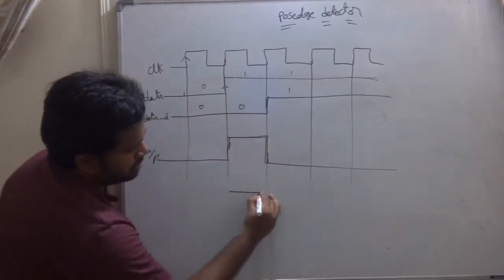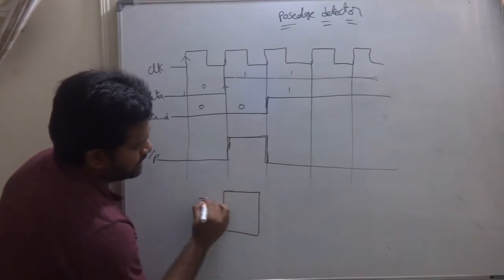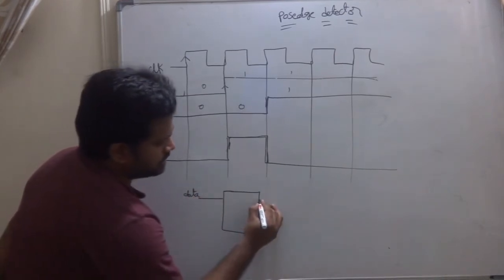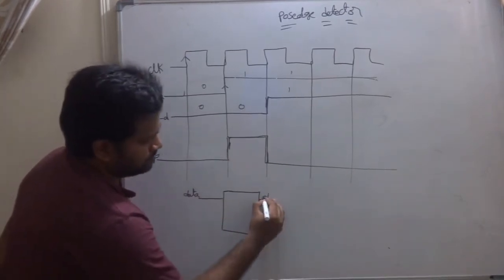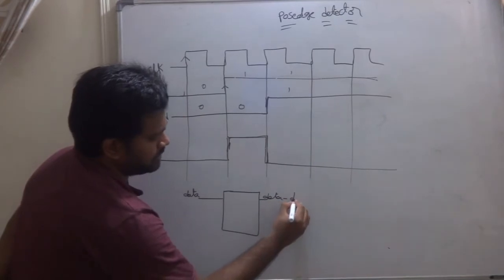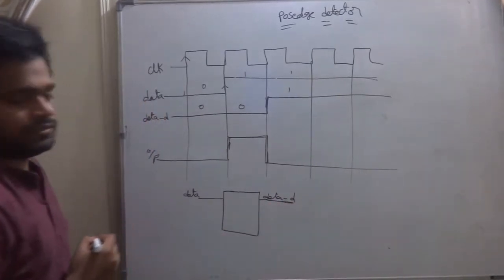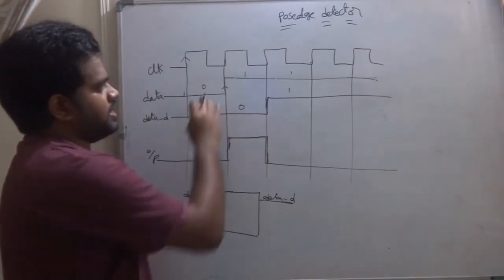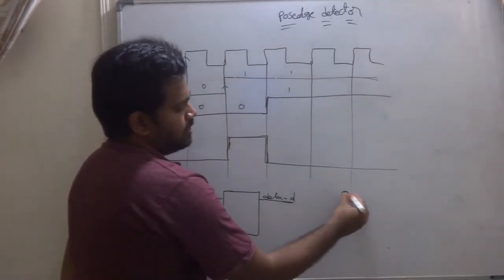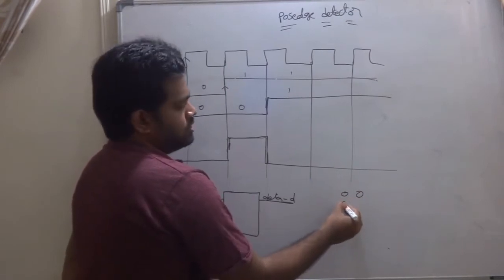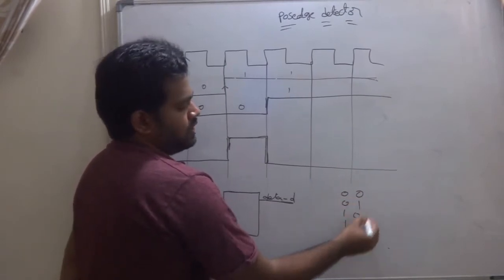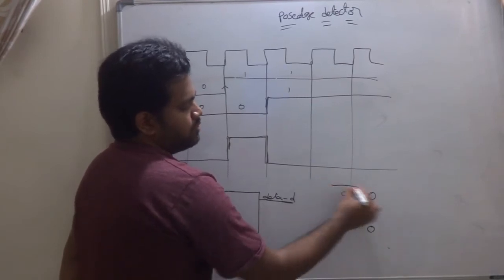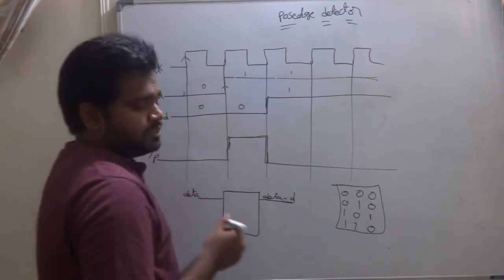There is a flop. It has data as the input. This is the data underscore D. This is data underscore D, correct? Now what I have to do? This is 1, this is 0, then only I need to generate the output. Remaining all conditions are zero. What is the truth table for that? 0, 0, 0, 1, 1, 0, 1, 1. Output 0, 0, 1, 0. This is my truth table, right?